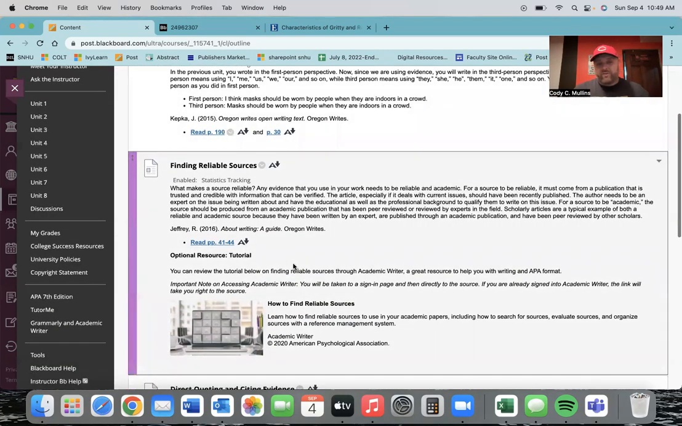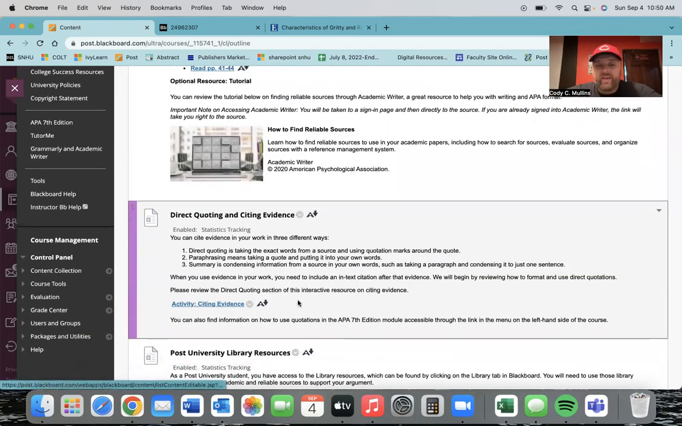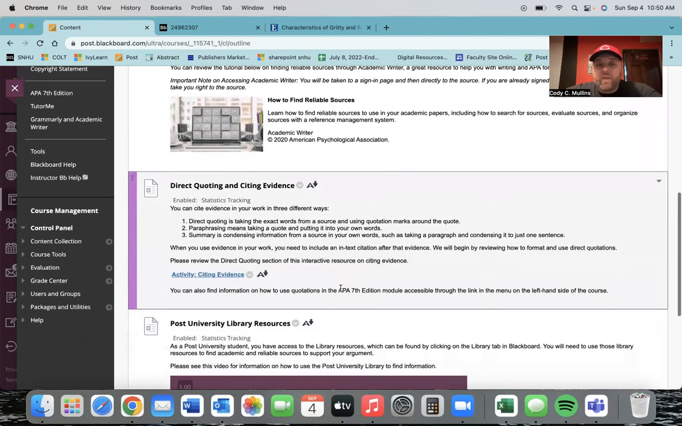Then there's a little section on finding reliable sources and what makes a source reliable in the first place, and how to go about finding those sources as you write your essays this term. There is also an activity that I'd like you to do on citing evidence here, and it deals with the 3 different ways that you can cite evidence.